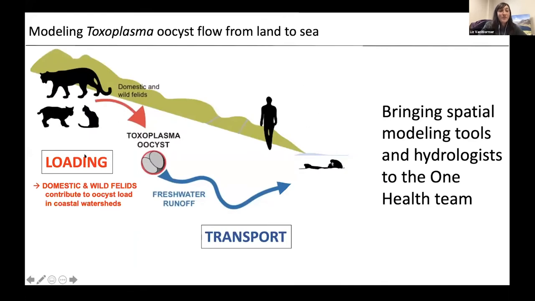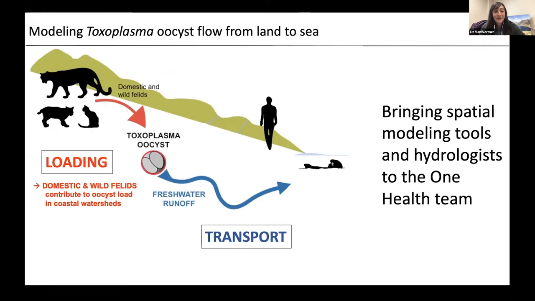So that part, we've come to the conclusion from those early One Health studies that linking animals and agricultural environments and wild environments and human use, we've come to the conclusion that both domestic and wild felids play an important role in putting oocysts in the landscape. And now we have to transport those to the ocean, right? How many of them make it there? So now we brought spatial modeling tools and hydrologists onto our One Health team.